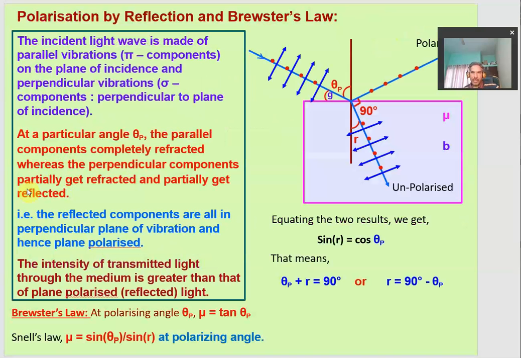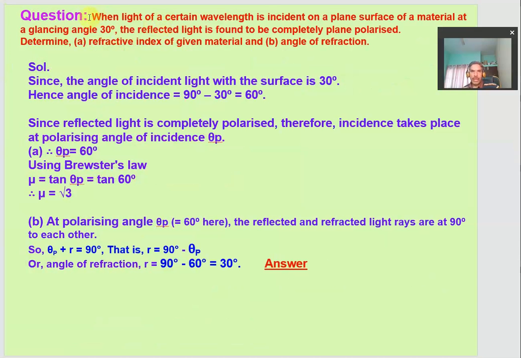If at this glancing angle the reflected light is found to be completely plane polarized, that simply means the angle of incidence is nothing but the polarizing angle. And whenever we have a polarizing angle, we can apply Brewster's law. So for the glancing angle of 30 degrees, we have to calculate the polarizing angle. We have to determine the refractive index of the material, and we also have to calculate the angle of refraction. So how can we proceed?